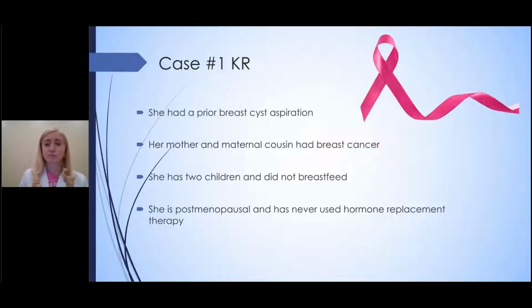Her only history was a prior cyst aspiration in her breast. Her mother and her maternal cousin had breast cancer. She had 2 children and did not breastfeed. She's postmenopausal and had never used hormone replacement therapy. So, we're always looking for these key factors to tell us who is at an increased risk.